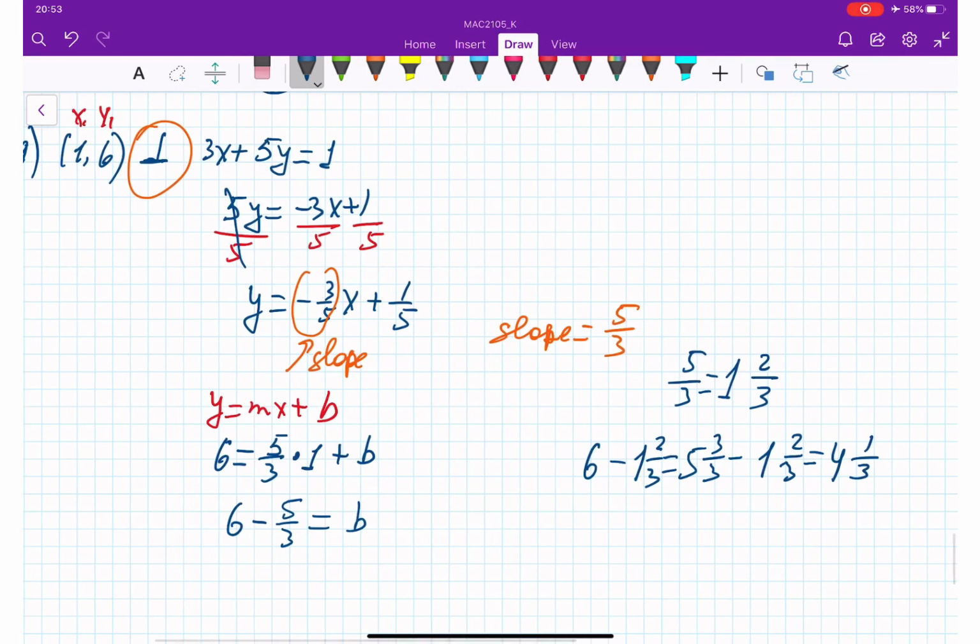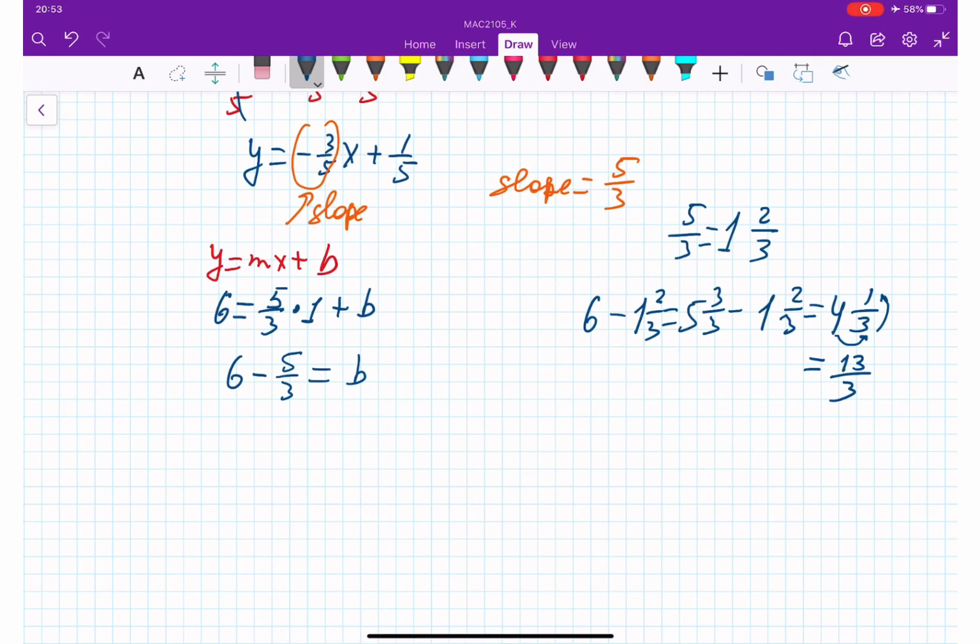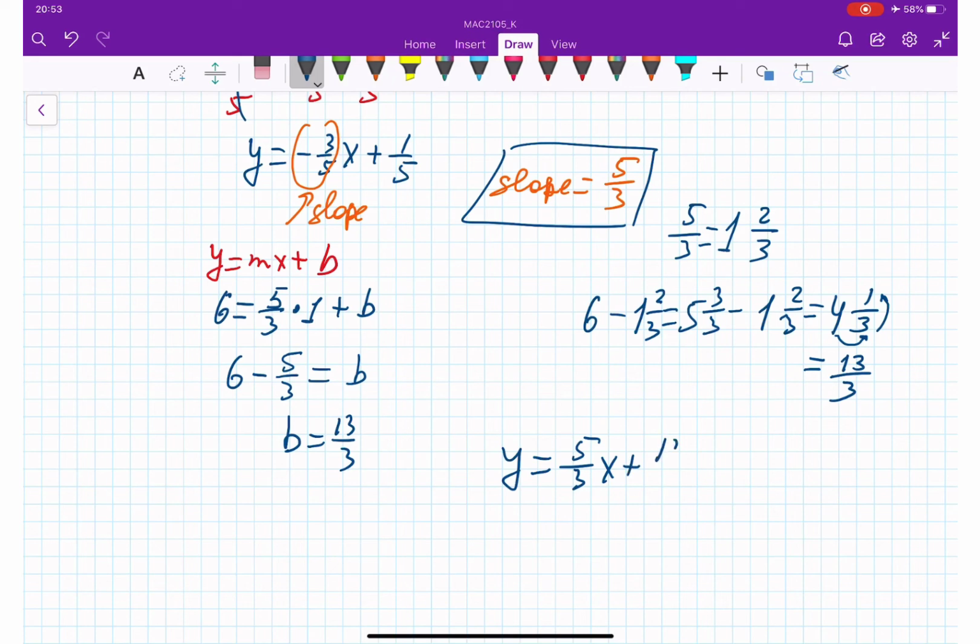Now let's convert this 4 and 1 over 3 back from mixed fraction to improper fraction. It's going to be 4 times 3 is 12. 12 plus 1 is 13. So 13 over 3. Denominator always stays the same. Numerator is the one that changes. So b is equal 13 over 3. Therefore, our perpendicular equation is going to be y is equal, here is our slope, 5 over 3x, and plus our b, 13 over 3.